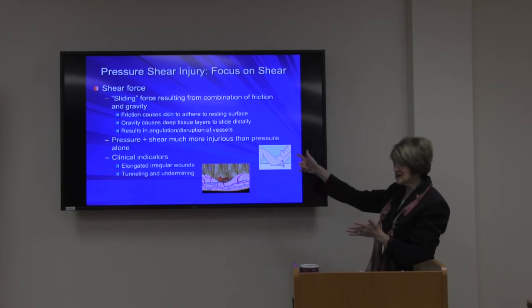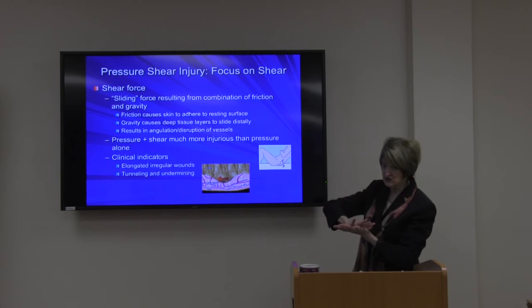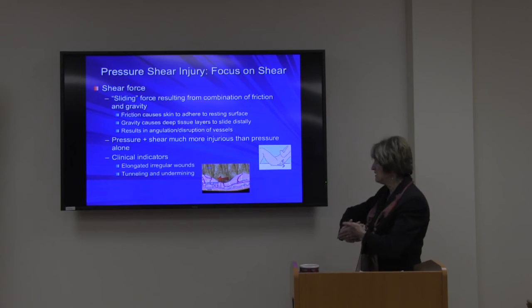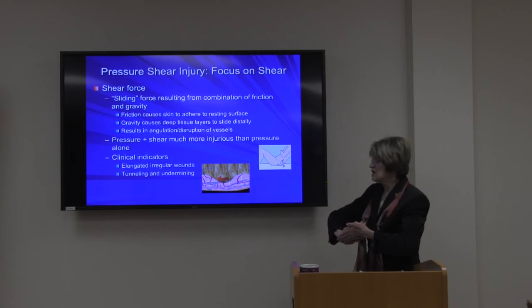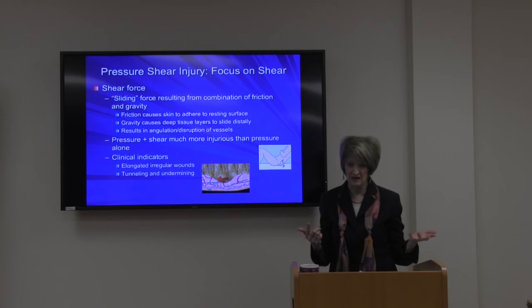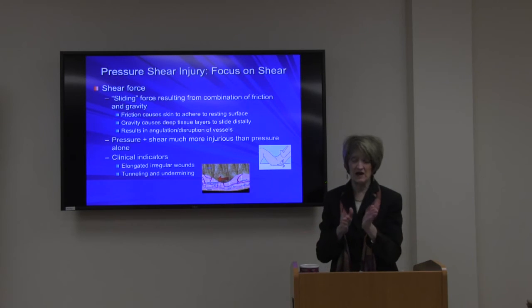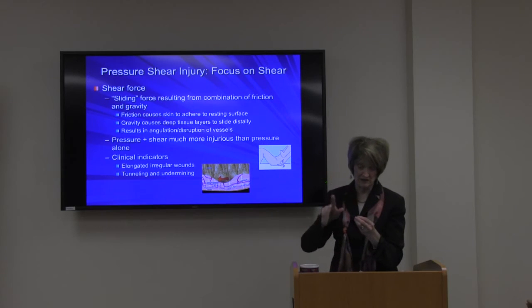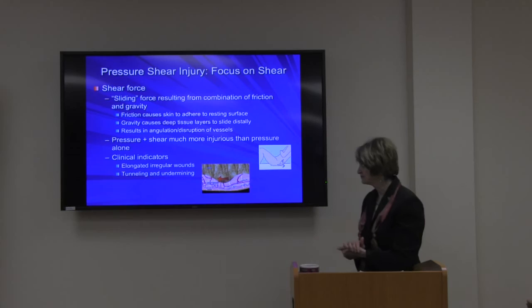So friction causes the skin to adhere, gravity causes the deep tissue layers to move down, and the intervening tissue layer is the subject of the shear force. Pressure and shear in combination are much more damaging to the tissues than pressure alone. Some studies indicate up to 5 times more damaging, because shear can cause damage in any tissue direction. You tear a blood vessel, you angulate a blood vessel, you compress a major blood vessel, and all the tissues supplied by that blood vessel are damaged.